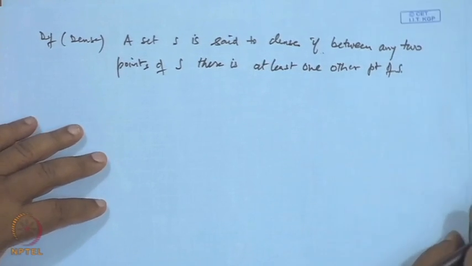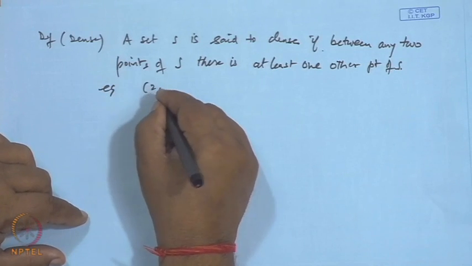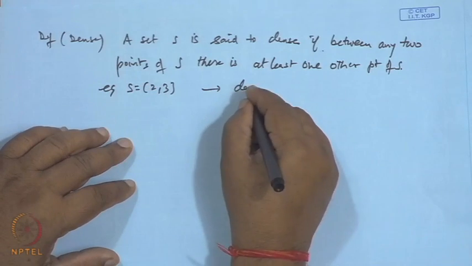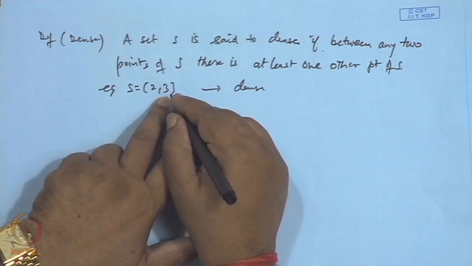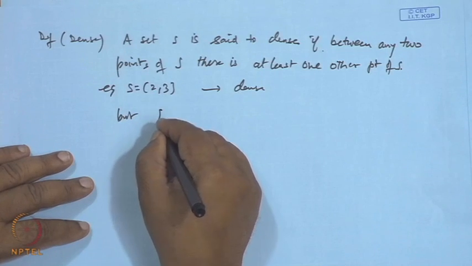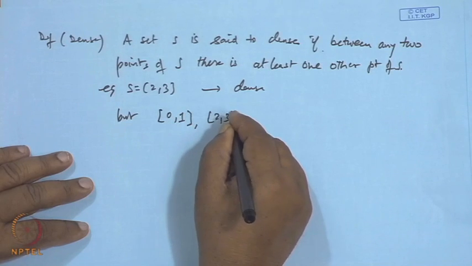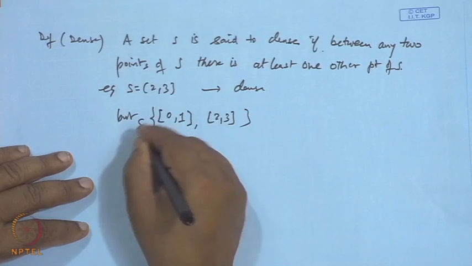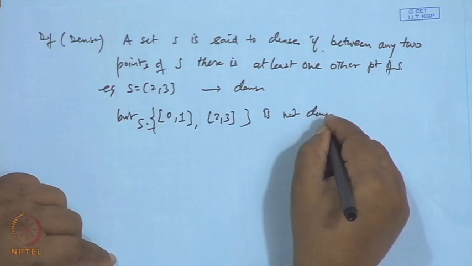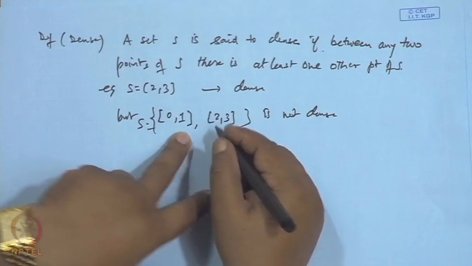For example, if we take the interval 2 3 as our S, then this is a dense set, because between any two points there is a point of the interval. But if we take the set 0 1 together with 2 3, this collection S is not dense, because for points on either side of the gap between 1 and 2, we do not get a point of S in between. So, that is what dense is.